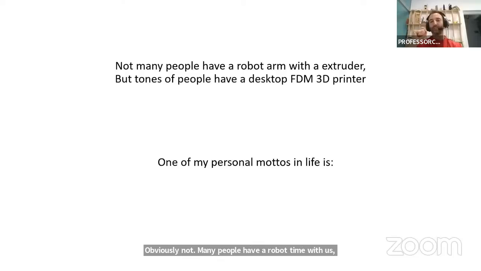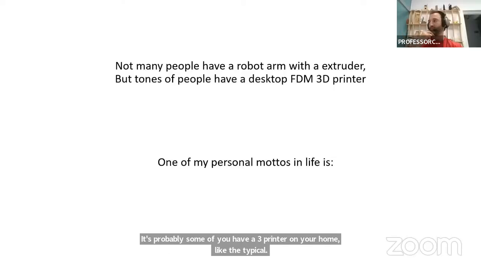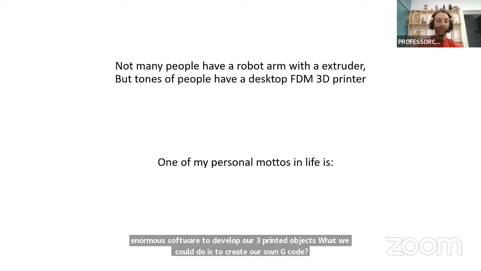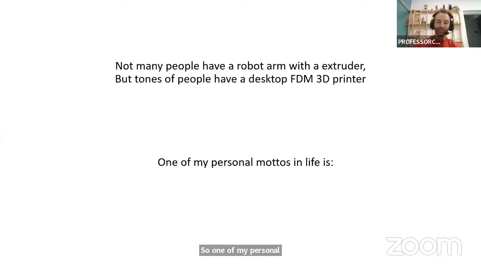Tons of people have a desktop FDM 3D printer, no? Probably some of you have a 3D printer at home, like the typical Ender or a Creality, it's the same, or Prusa, or many others. And what we can do is, instead of using normal software to develop our 3D printed objects, create our own G-code, the same as with a robot arm, or the same as a milling machine does.